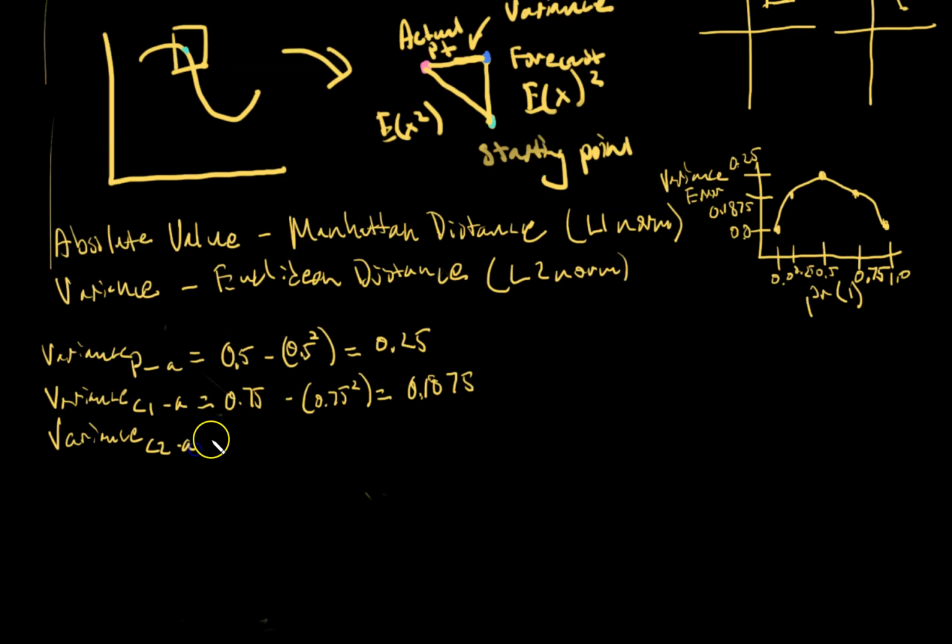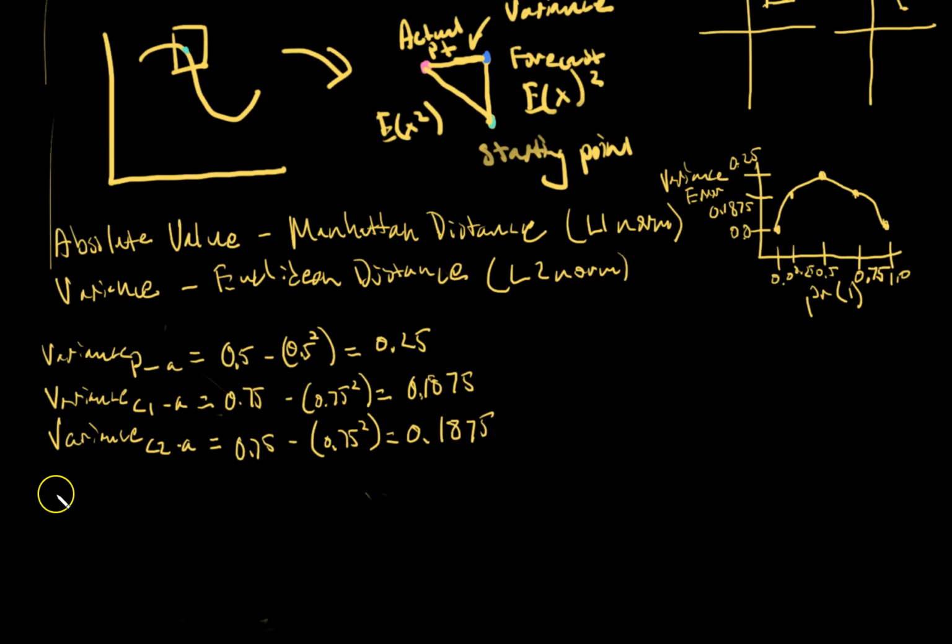Child 2 of A is equal to, it's going to be the same thing, so it's going to be 0.75 minus 0.75 squared, so that's going to be 0.1875, same as this.